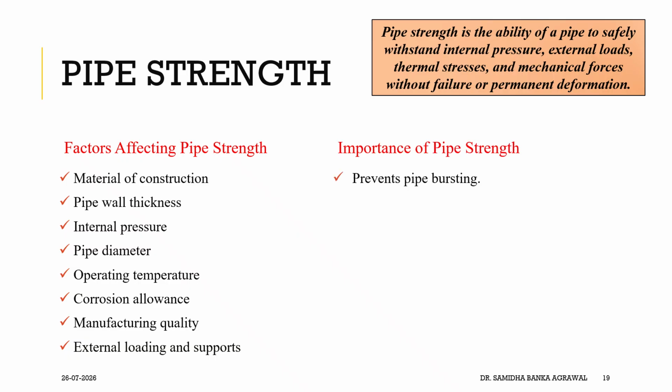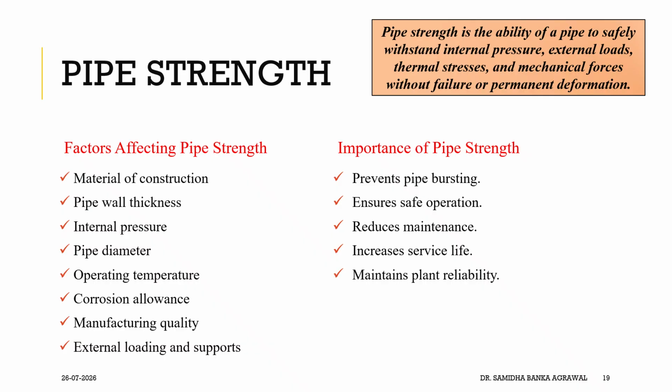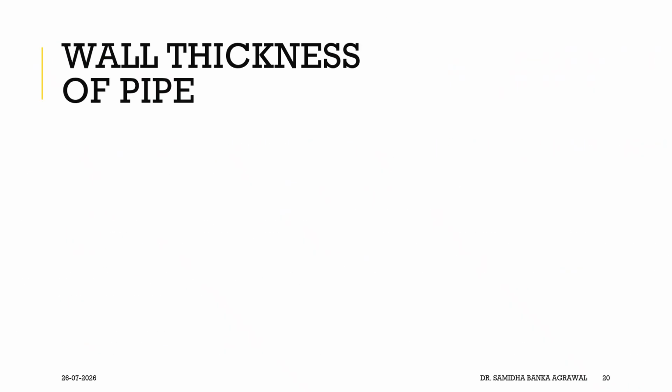What is the importance of pipe strength? It prevents the pipe from bursting, that is, the pipe does not break; it ensures safe operation, reduces maintenance, increases the service life, and maintains plant reliability. An adequately designed pipe prevents bursting, leakage, and mechanical failure, thereby ensuring reliable plant operations. To standardize wall thickness selection, engineers use a system known as pipe schedule.